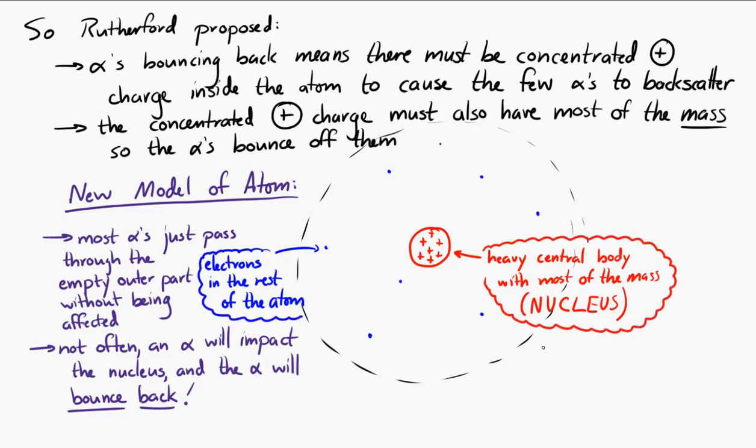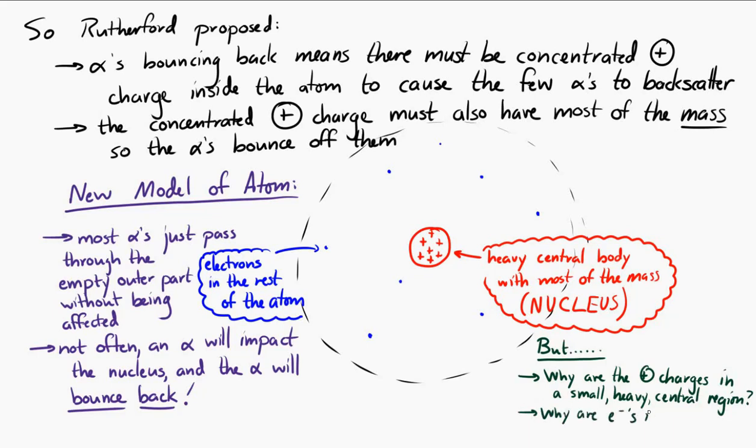Okay, so that was based on experiment, but then there are a lot of questions still remaining. Why are all the positive charges in this central heavy region? Why are the electrons in the outer region? Why don't the electrons, which have negative charges, fall in or get attracted to the positively charged nucleus? What forces are operating inside of this atom to make it look like that?